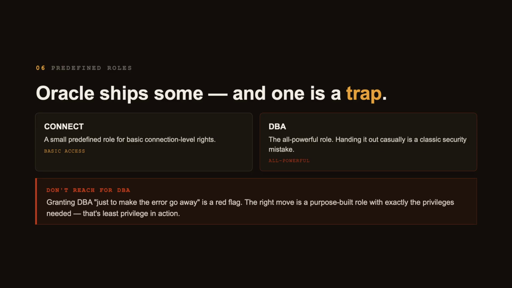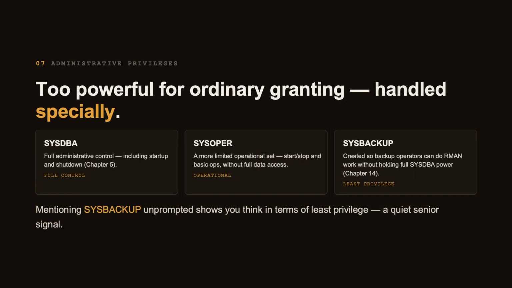And that instinct has a name, least privilege, which is the through line of this whole chapter. Some privileges are simply too powerful to hand out through ordinary grant, so Oracle treats them specially. SYSDBA gives full administrative control, including the ability to start up and shut down the database. That's the Chapter 5 connection. SYSOPER gives a more limited operational set, start and stop, basic operations, but not full access to the data.